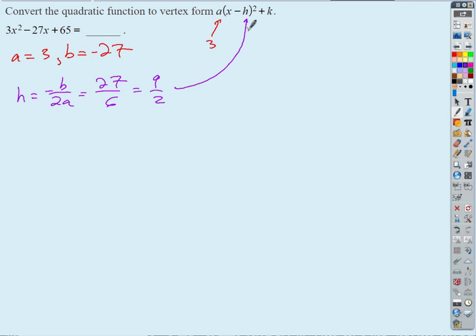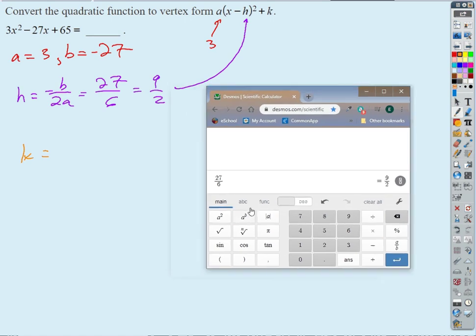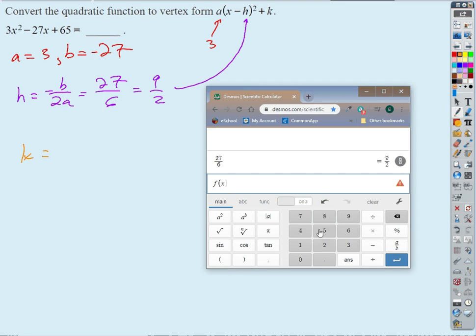But I got to find k. So k is going to be a little tougher. If I want to plug k in, I've got to plug 9/2 in for all those x's, which I could do, but it's going to be a pain because I'm going to get fractions in there, right? So here's where you can use Desmos to your great advantage. So all you have to do then is we're going to come down to a new row, and remember this stuff. We haven't done it in a while, but I'm going to define the function f of x equals that, right? So we get f of x equals 3x squared minus 27x plus 65, okay?